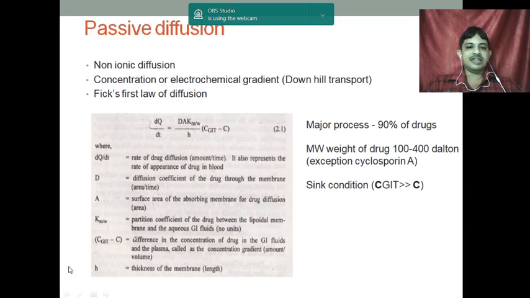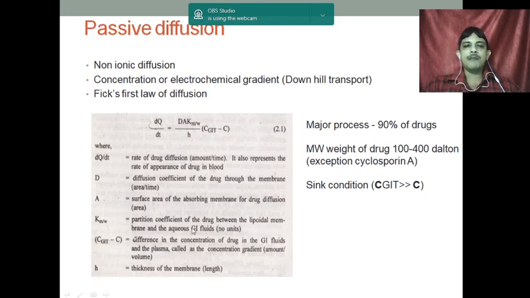Now CGIT means the concentration of the drug in the GIT. If you administer the drug through the oral route, what is the concentration of the drug in the GIT? And C means the concentration of the drug in the plasma. So that is the difference, CGIT minus C: the concentration of the drug in the GI fluid and in the plasma. H is the thickness of the membrane.